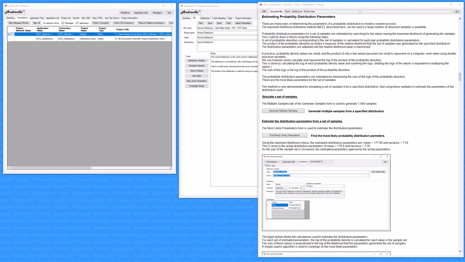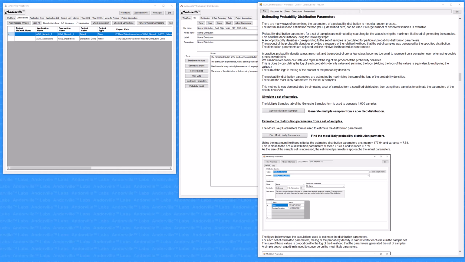There are many ways of determining the parameters of a probability distribution to model a random process. The maximum likelihood estimation method, MLE, described here, can be used if a large number of observed samples is available. Probability distribution parameters for a set of samples are estimated by searching for the values having the maximum likelihood of generating the samples. This can be done in theory using the following steps.